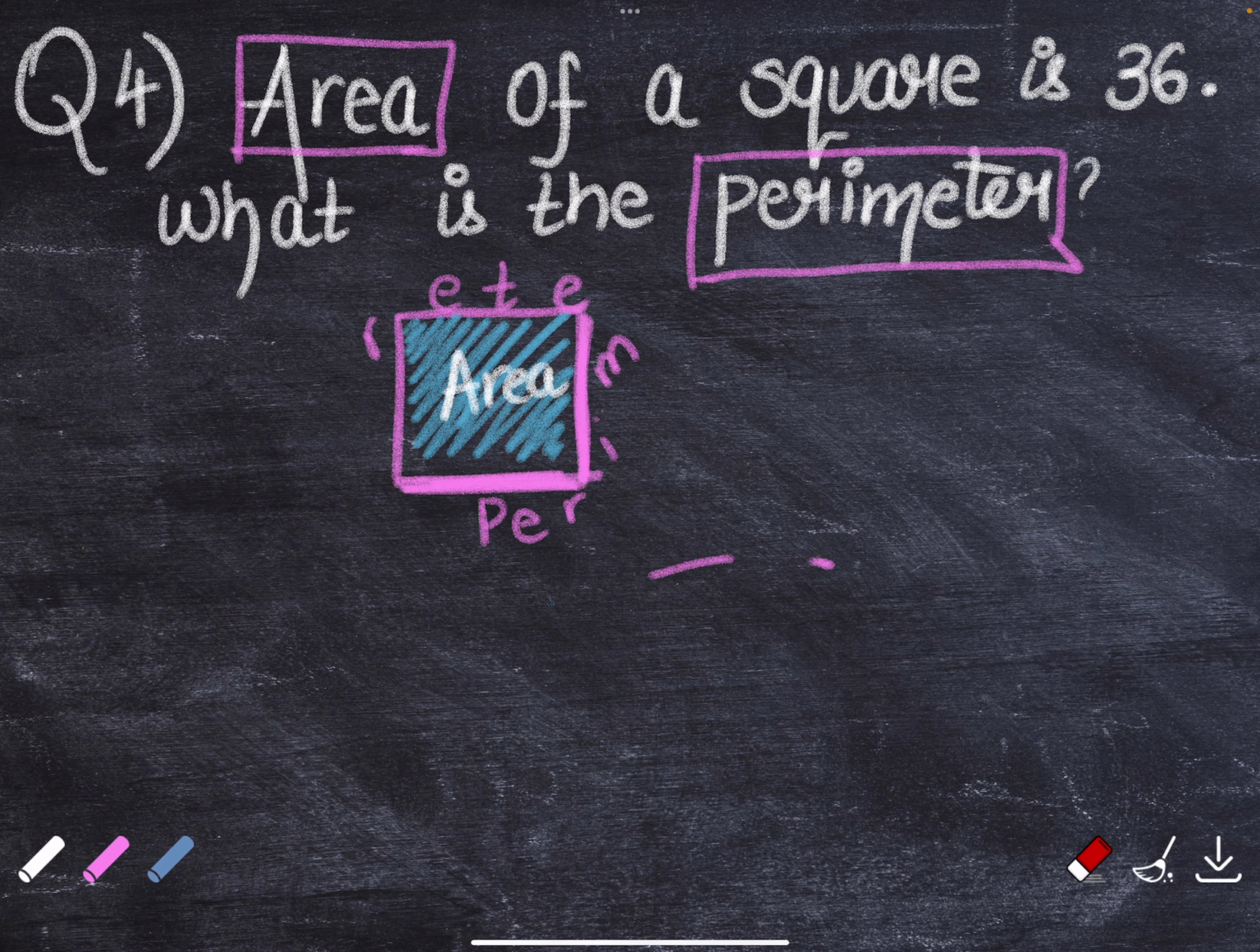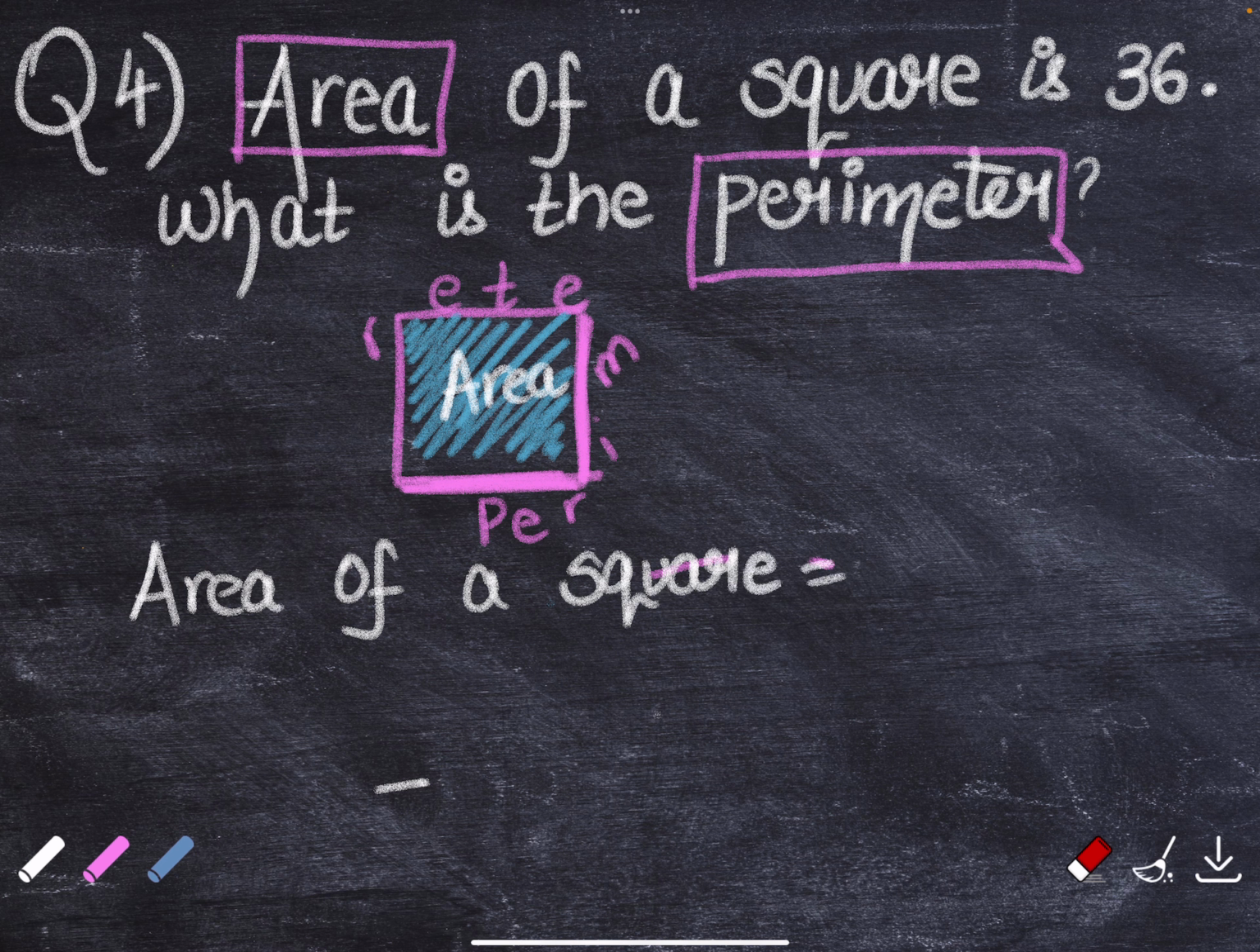Now here the question says that the area is 36. So area of a square or a rectangle is length times width, but here because length and width are the same, we can say length times length or side times side. So here side times side for this square is 36. What does that mean? That means we need to first find out the side so we can find out the perimeter. So what two numbers when multiplied give me 36?